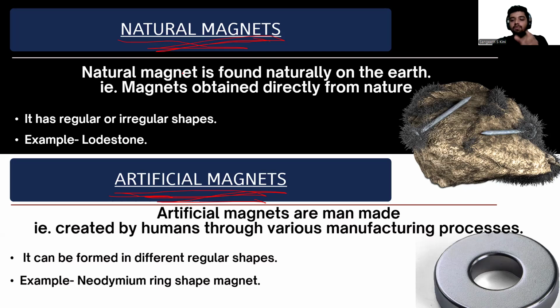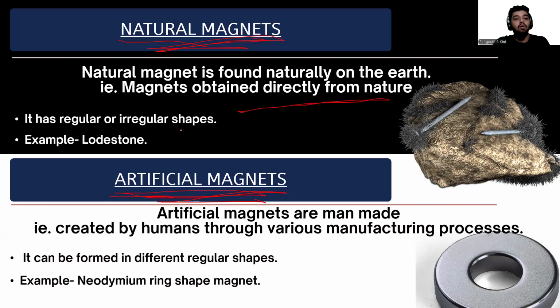What happens if you take the magnet back? Some small sand or soil pieces are stuck to the magnet. That is a natural magnet, which can be obtained from the earth. So natural magnets are found naturally from the earth, that is, magnets obtained directly from nature are known as natural magnets.